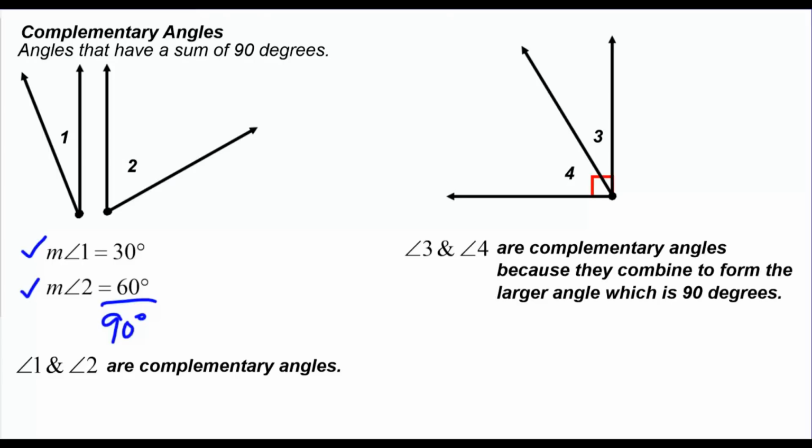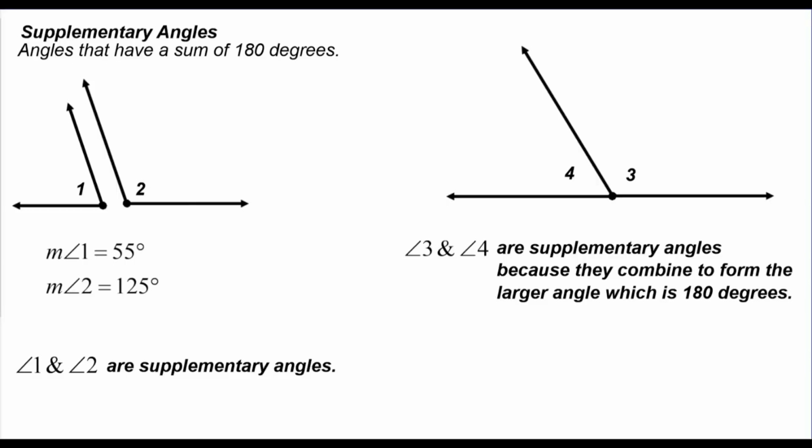And then the next diagram, I see that angle 3 and angle 4 both combine to form this 90-degree angle. I know the larger angle here is 90 degrees. So angle 3 and angle 4 are complementary because they combine to form that 90-degree angle. So complementary angles have a sum of 90 degrees.